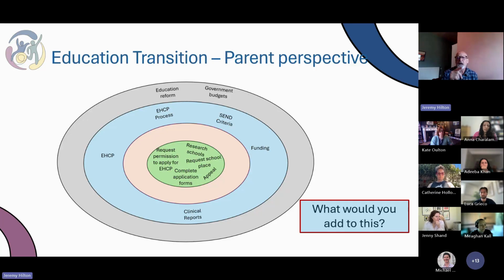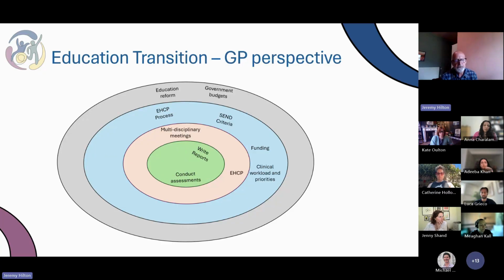I'm not going to dwell on that now because I'm mindful of time, but you could then compare that to another example, perhaps a GP perspective. So yes, the GP or the health provider can conduct assessments, perhaps. I think I might be wrong from a GP point of view, but they write reports. They may be able to influence the EHCP itself, and they certainly attend and can influence multidisciplinary meetings, I think. But likewise, they're still constrained by the EHCP process and criteria, funding, but also clinical workload and priorities. Again, the standing one for all of them is going to be education reform.